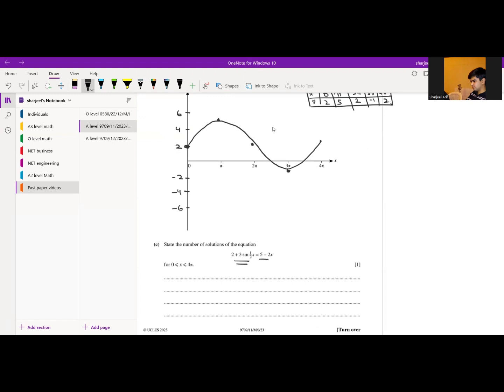For part C, we have to find the number of solutions between the graph which we have made in the previous part and the equation 5 minus 2x. The easiest way is to draw the straight line of the equation on the previous graph. So for this one, just take x equals 0, you will get y equals 5. When x is 0, y is 5. When y is 0, x would be 2.5. So it would be around this point. So there will be only one solution where the graph and the line cut, and we have to show the number of solutions. So your answer will be, there is one solution of the equation.